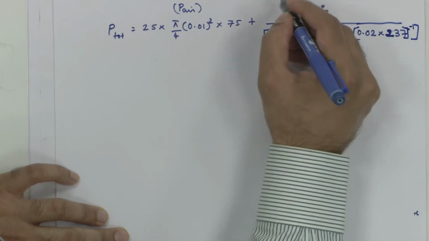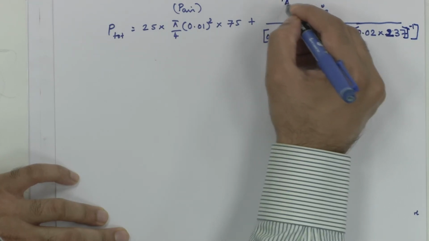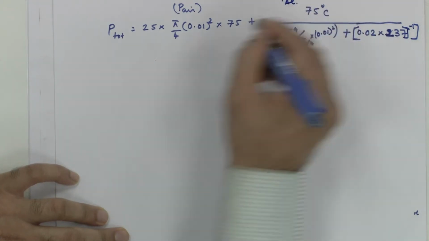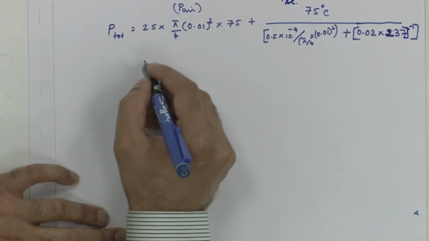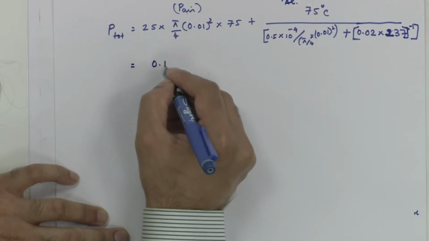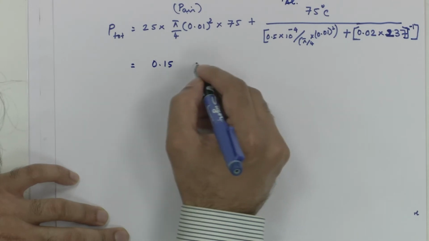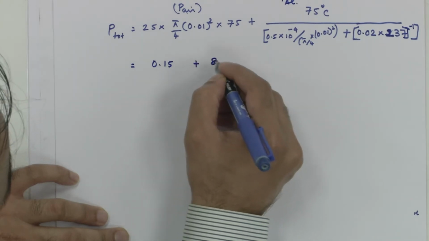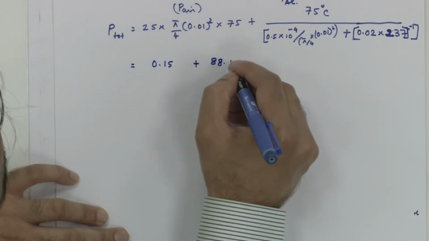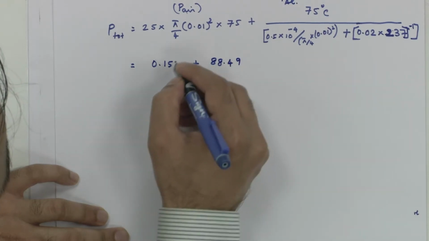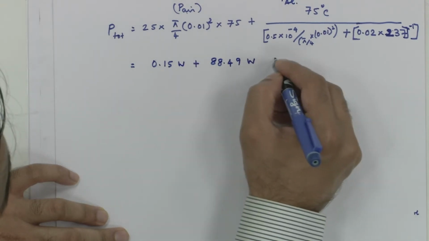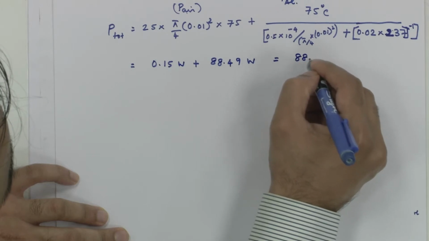Overall, this is the component from the aluminum side or the bottom side, and this is the P air. This turns out to be 0.15 watt, while this turns out to be 88.49 watts. So, overall power dissipation is 88.6 watts.